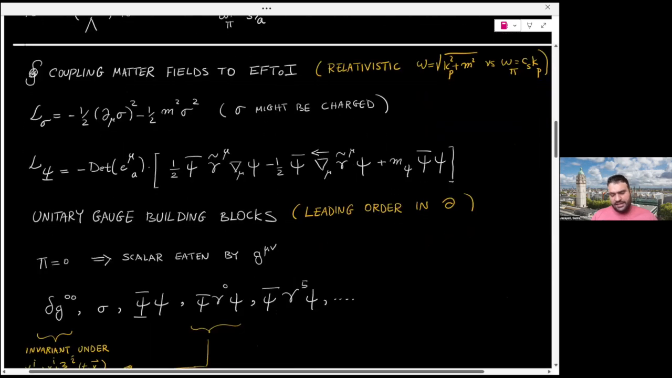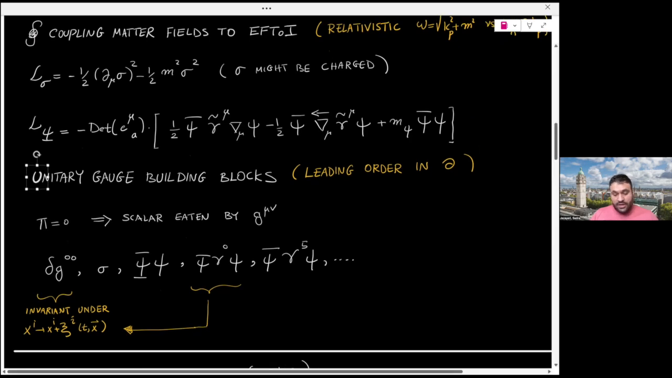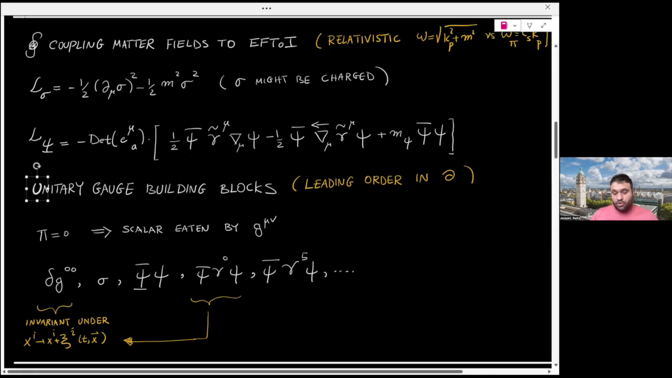So now the natural question is, what happens if I couple additional matter fields to the effective field theory for inflation? We're going to focus on relativistic species, which have a relativistic dispersion relation in the flat space limit. So for example, I could consider scalar fields or, for example, fermions. And now you can ask, this relativistic species will obey Lorentz invariance at the quadratic level.